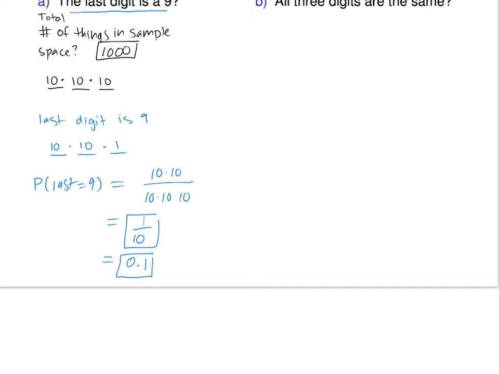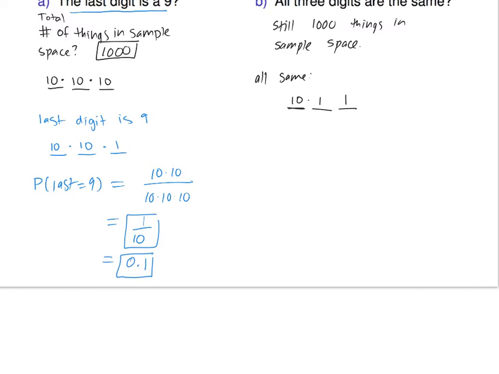Okay, all 3 digits are the same. Is the total number of things in the sample space any different? No, okay, so there's still 1,000 things in the sample space. All the same. So how many numbers can you pick for the first slot? Then how many numbers can you pick for the next slot?